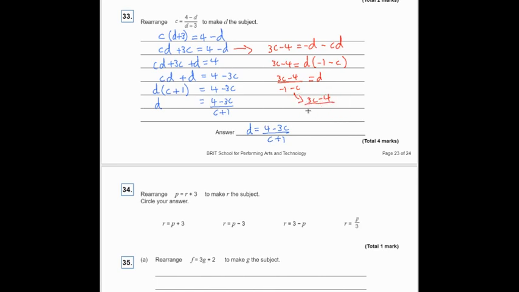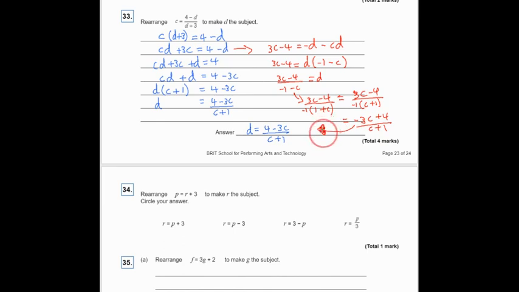The bottom can be written as, factorizing out a minus 1, I'd get minus 1 times 1 plus C, which is equal to 3C minus 4 over minus 1 times C plus 1, just changing 1 plus C to C plus 1. And then if I'm dividing top and bottom by minus 1, well, the top bit becomes minus 3C plus 4. The bottom bit, well, minus 1 divided by minus 1 is just 1. So that'd have C plus 1. And notice how that is the same thing as this.